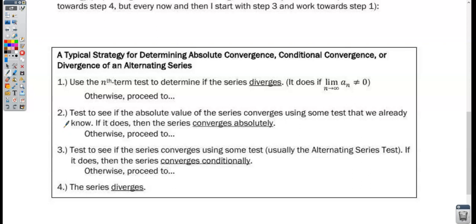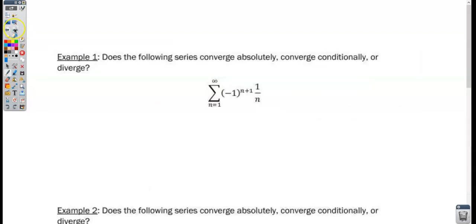We test to see if the original series converges using some test. Usually in this case we'll use the alternating series test because we're testing the convergence of an alternating series. If it does, then the series converges conditionally. Otherwise, that means that the series diverges. Okay, so that's kind of my strategy for approaching these. I don't follow it to the letter 100% of the time, but the vast majority of the time, that's what I'm doing when I'm trying to decide whether a series converges absolutely, conditionally, or diverges.